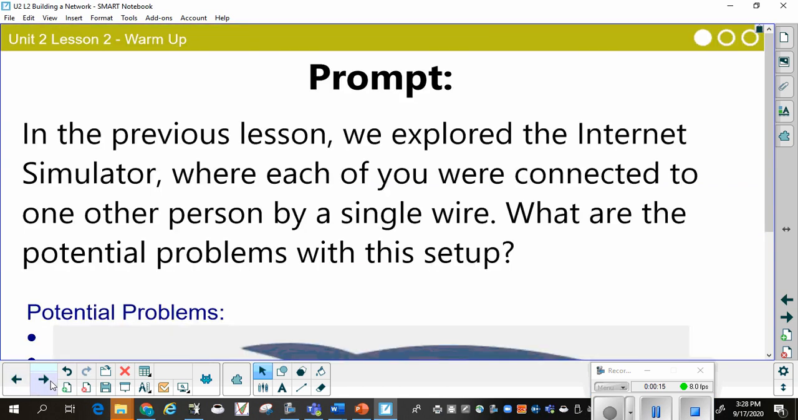As a warm-up, think about this. In the previous lesson, we explored the internet simulator where each of you were connected to one other person by a single wire. What are the potential problems with this setup? Jot down your answer to this prompt in your notes. Pause the video while you do that.